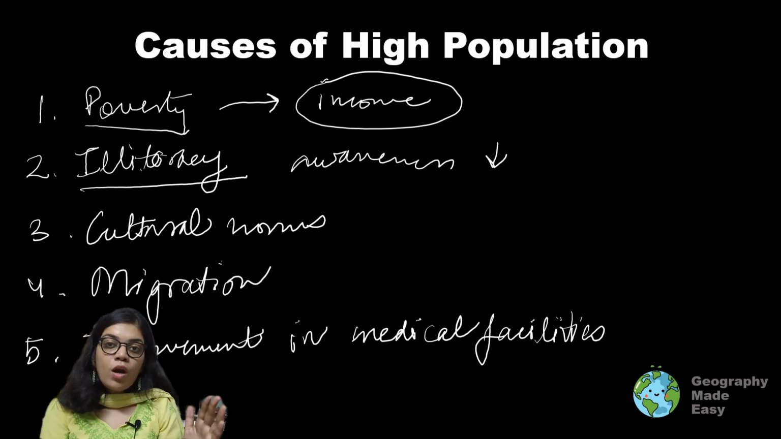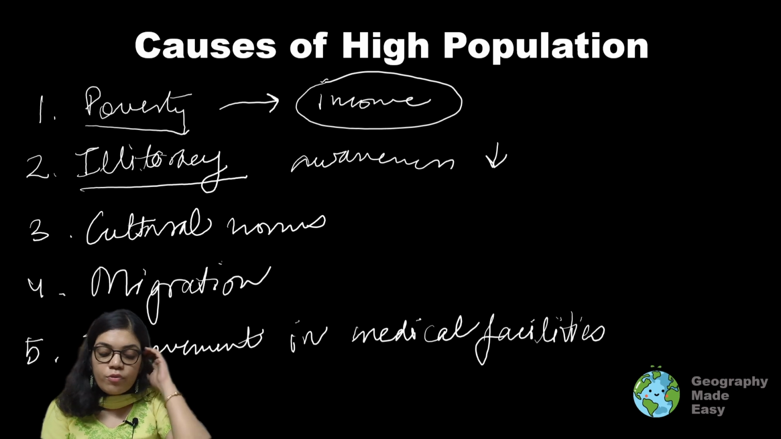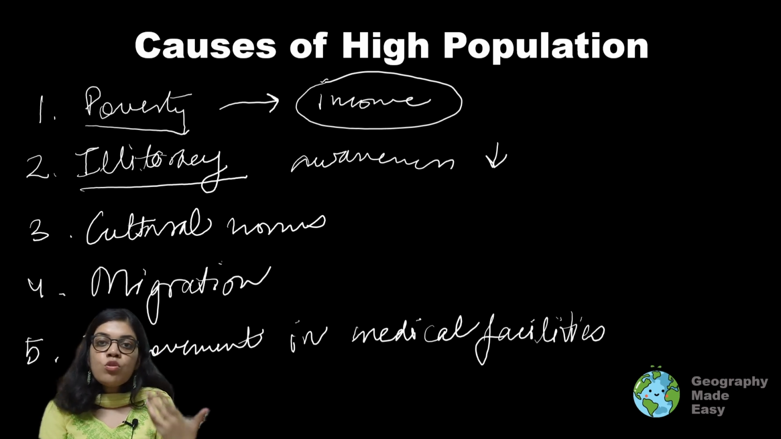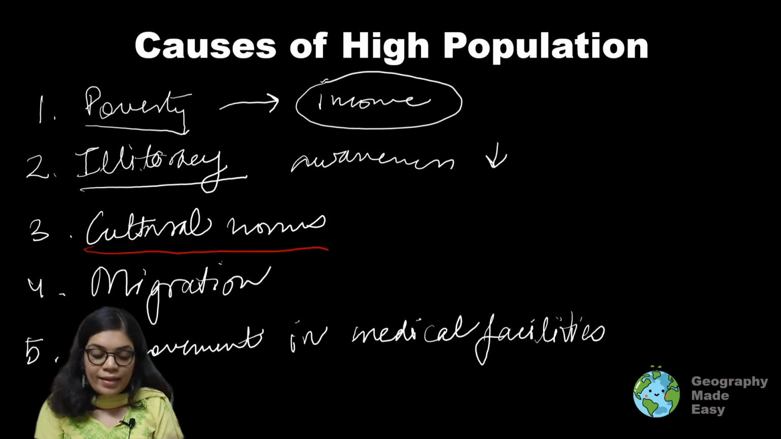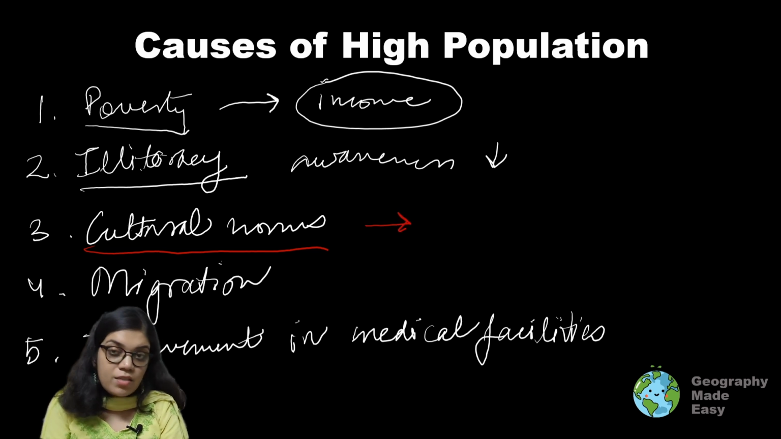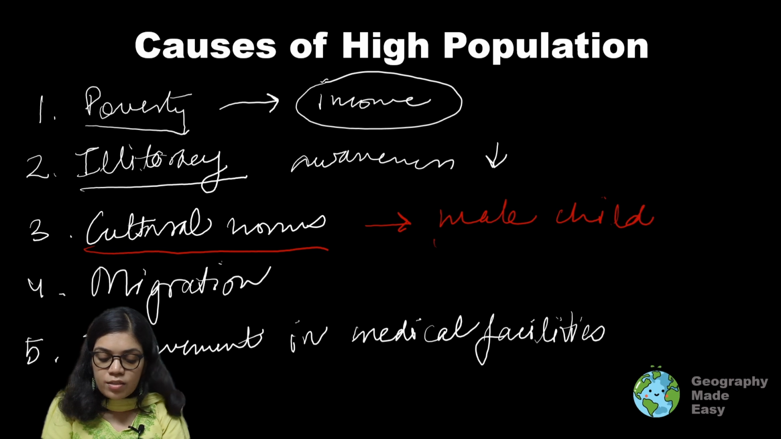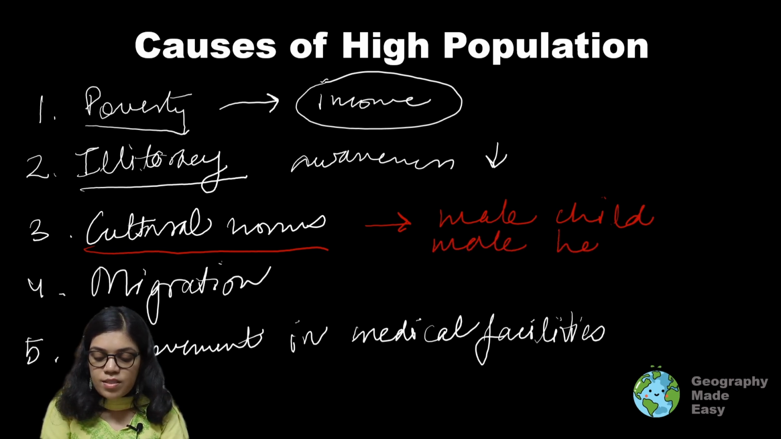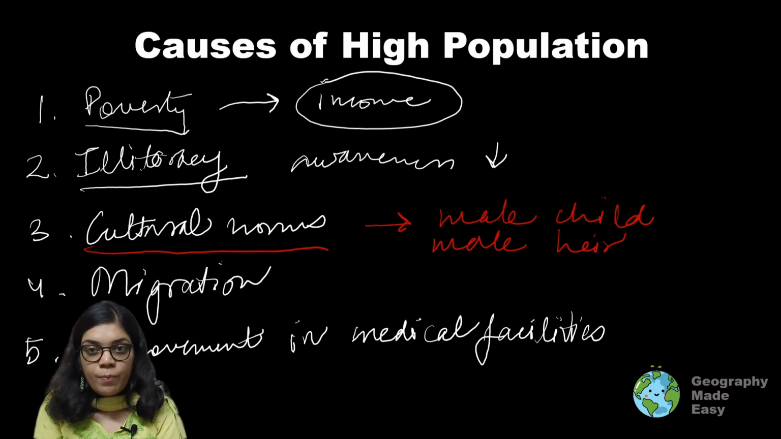And also you are poor, you are illiterate, you are not sending all of your children to school. So the recurring costs are also less for this kind of family. So they go hand in hand. The third is the cultural norms, and this plays a very important role, where we see the preference for a male child, and sometimes the male heir, have a huge impact on the population.